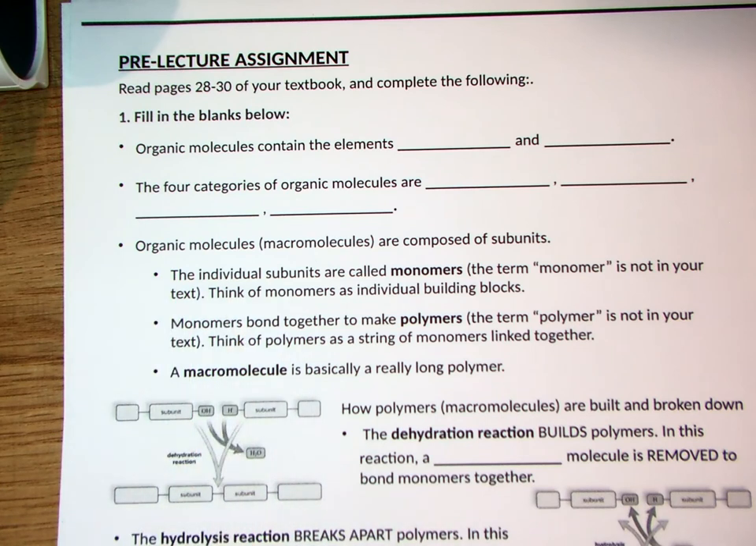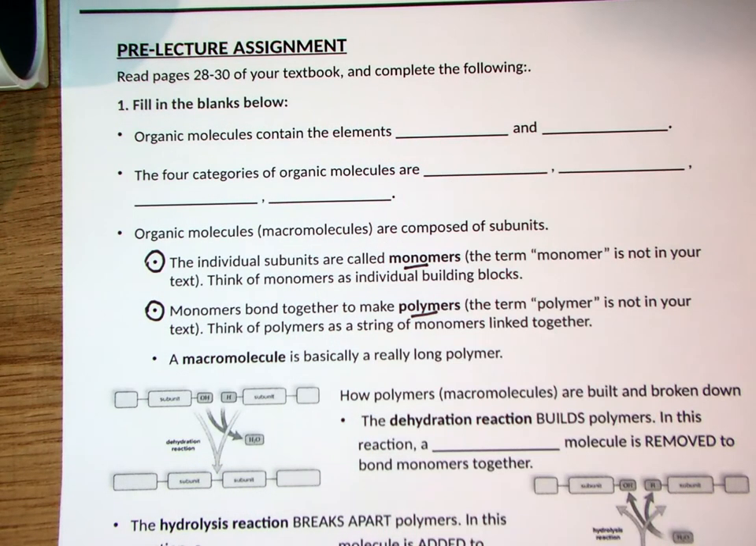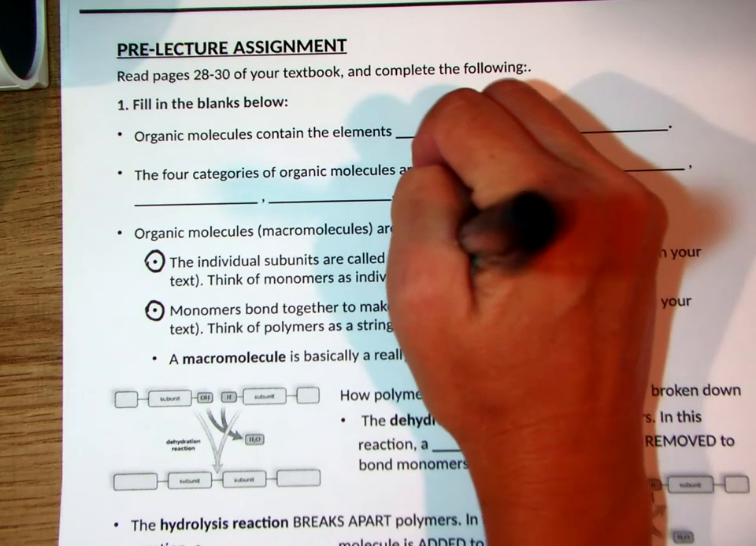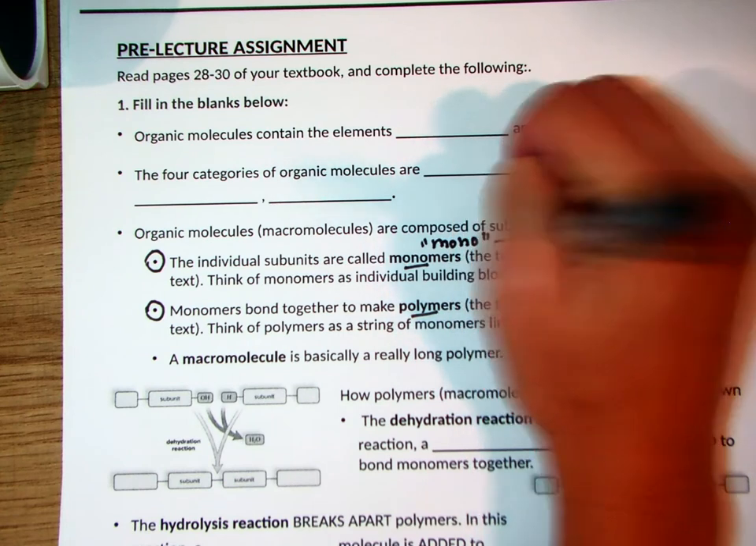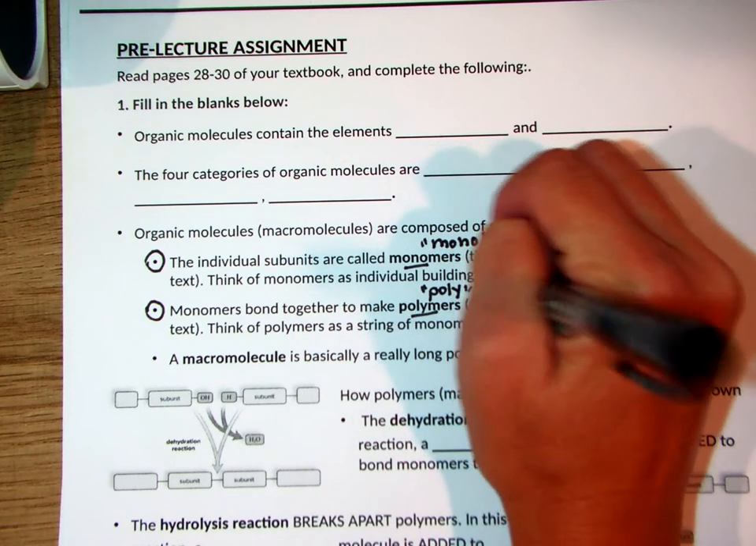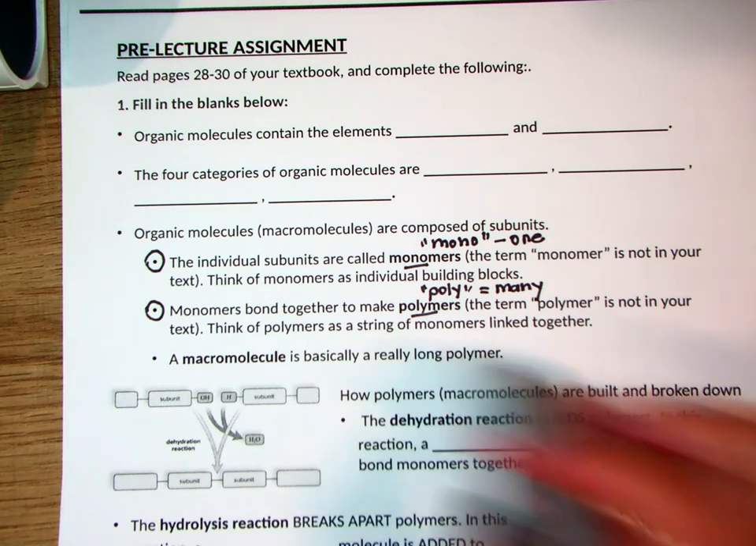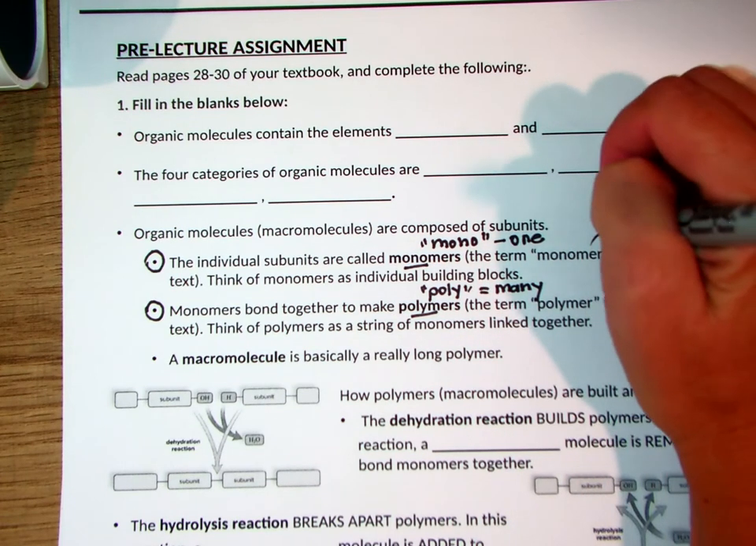So organic molecules or macromolecules are composed of subunits. And these are important terms to know. I would circle them, underline them, however you want to mark that they're important. But the words monomers and polymers. So mono means one, and poly means many. So with these macromolecules, the individual subunits are called monomers. And think of them as individual building blocks. So if you were to think of these molecules as like Legos, for example, a monomer would be like a single Lego block.